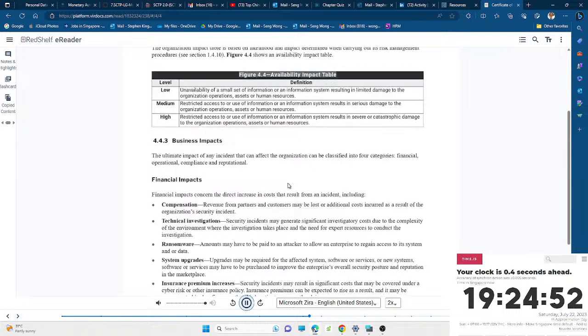Figure 4.4, Availability impact table level definition. Low: unavailability of a small set of information or an information system resulting in limited damage to the organization, operations, assets, or human resources. Medium: restricted access to or use of information or an information system results in serious damage to the organization, operations, assets, or human resources. High: restricted access to or use of information or an information system results in severe or catastrophic damage to the organization, operations, assets, or human resources.